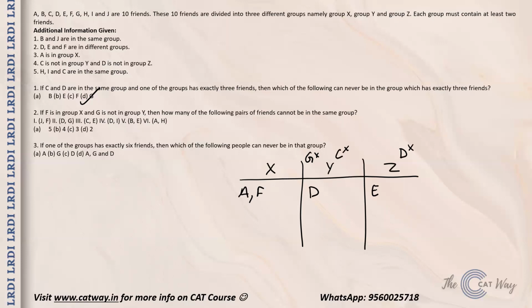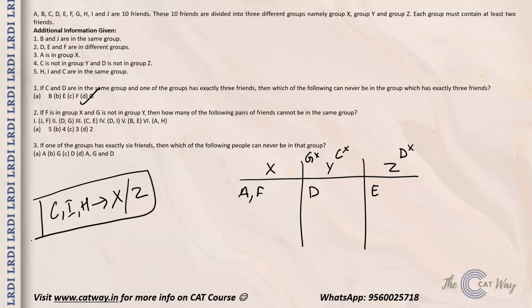Okay. Now you see that C is not in group Y. And C, I, H are in the same group. So the possibility for C, I, H is that either, let's write it over here, C, I, and H can go to group X or they can go to group Z. This is the possibility that we have for them.